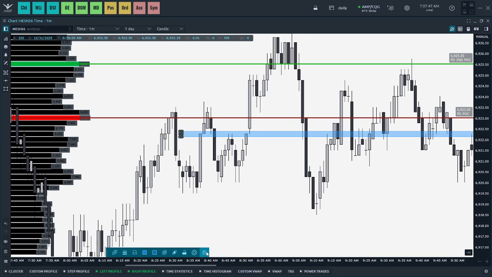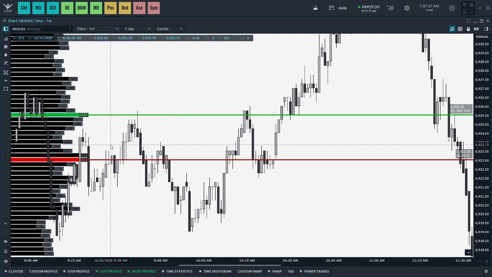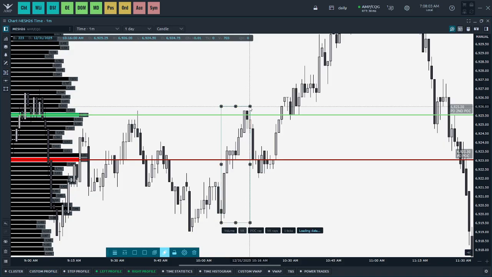So I'm going to give you guys another example, a cleaner example. For this leg, for example, we come up to the previous day second POC again, a very high volume area. We then started rejecting it. If I want to be targeting this leg, I'm going to be pulling it from here.